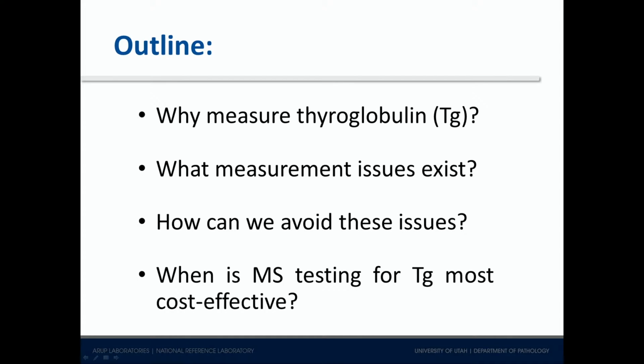So we're going to talk about this marker, thyroglobulin. We're going to talk about why we would even measure it in the first place. We'll talk about some of the measurement challenges that exist. I'll introduce one way that we can actually avoid some of these issues, and then I'll provide a cost analysis that we've recently performed that tells us when using this test is actually most cost effective.